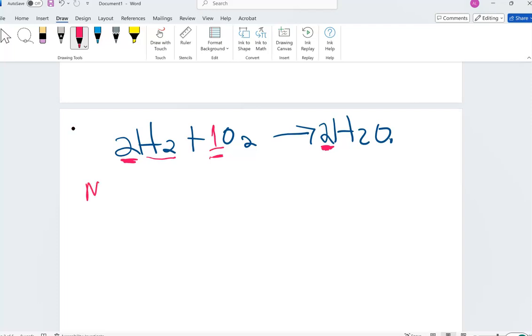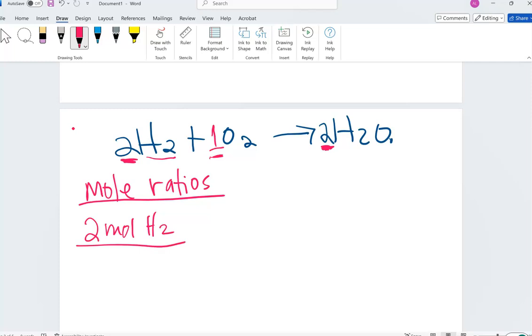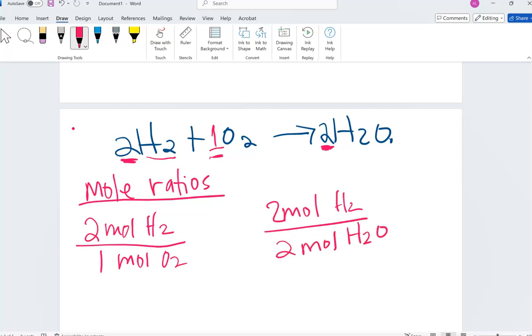Now we can find the mole ratio of one substance to the other just by looking at my coefficients. So if I need mole ratios, this is how I find it. I have a 2-to-1 ratio here. I have 2 moles of hydrogen to 1 mole of oxygen. That's 1 mole ratio. I have 2 moles of hydrogen to 2 moles of water.